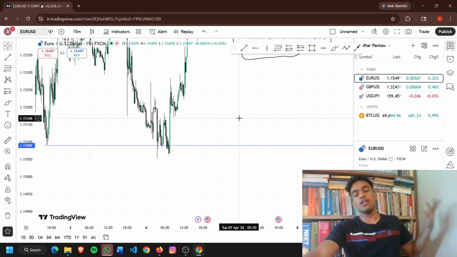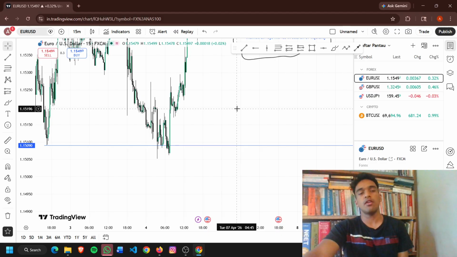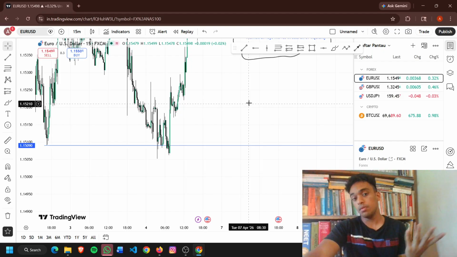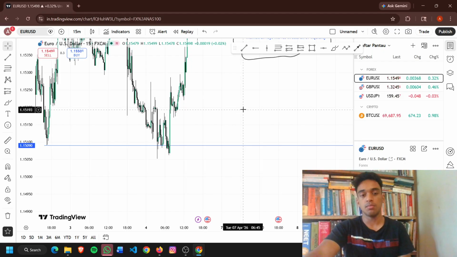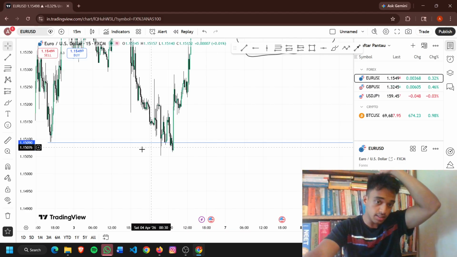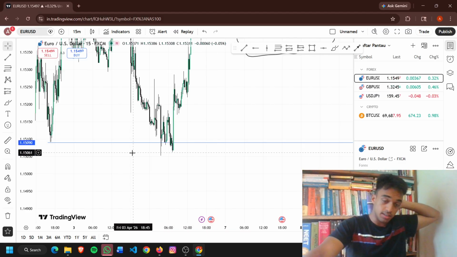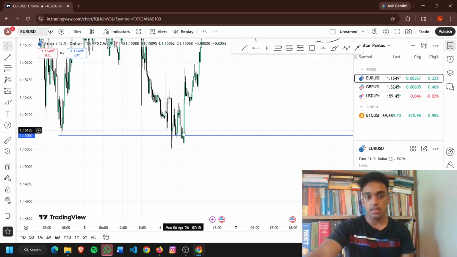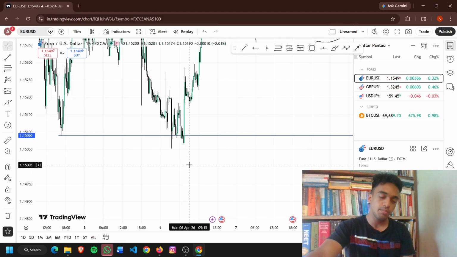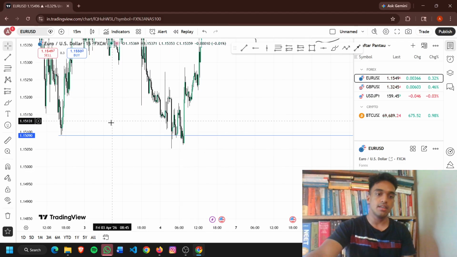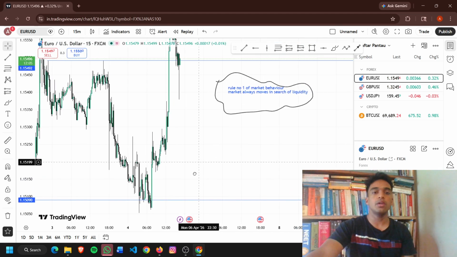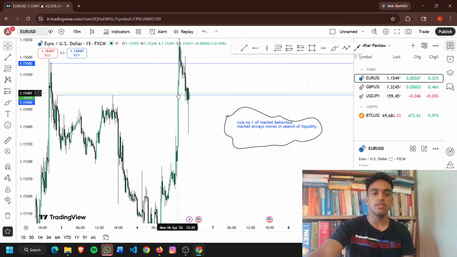I'm not saying people who trade support and resistance are never profitable. There are people who get profitable trading support and resistance, but I don't want you guys to trade with support and resistance. So this is basically what I meant. They're going to sweep this liquidity. There is a lot of liquidity below this low. So they sweep this liquidity and move up. The next liquidity is over here.